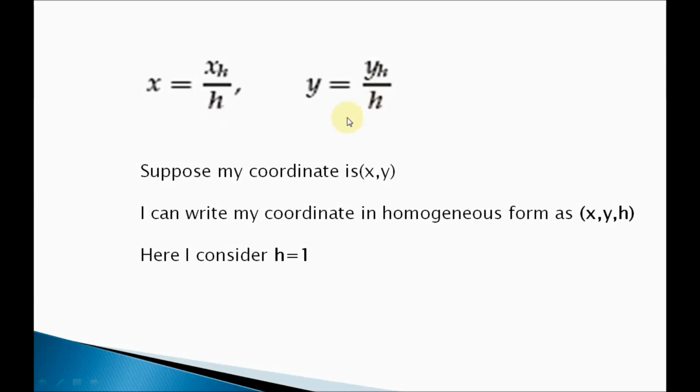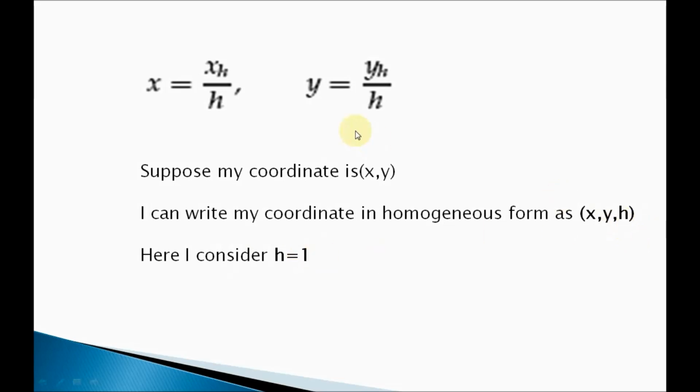Don't get confused, guys. I will explain this. Suppose my coordinate value is x comma y. This is the two element format. Now I have to convert it into the 3 element format. How am I going to do it? The homogeneous form is x comma y comma h. I included h. Now what value do I consider for h? I consider the value for h as 1.